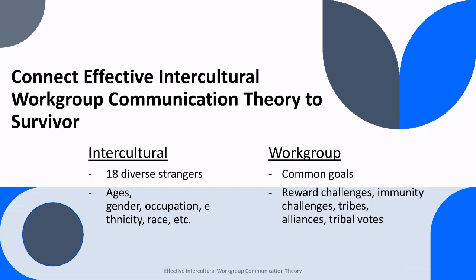So, as we connect the effective intercultural workgroup communication theory to Survivor, we do look at intercultural, right? 18 diverse strangers. They are all ages, genders, occupations, ethnicities, races, etc. So they all have a very diverse cultural identity. The work group, the idea of having a common goal, absolutely. Everybody has the same goal, which is to win. But within their tribes and alliances, they're going to have many challenges and votes where they have to come together to make decisions and to accomplish tasks.